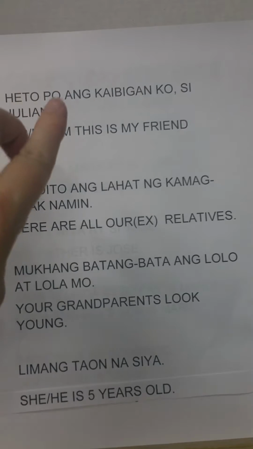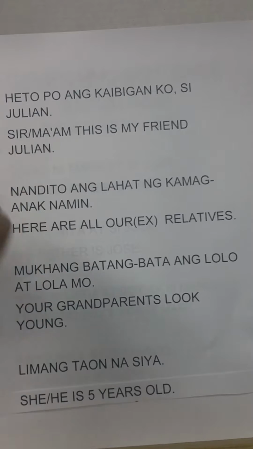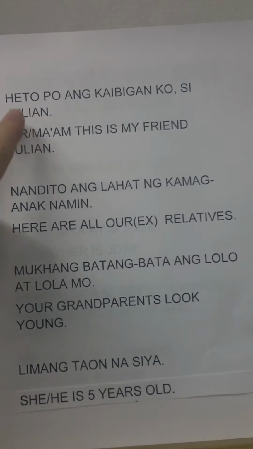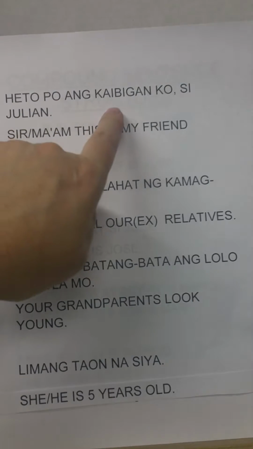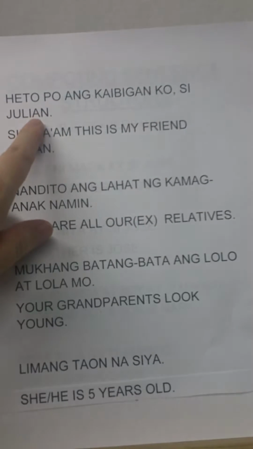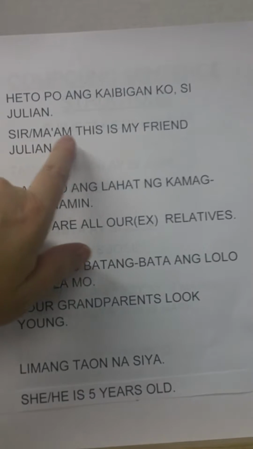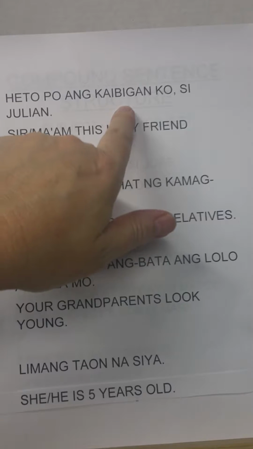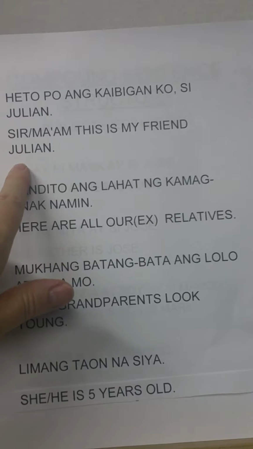Now, when you use demonstrative pronouns, that is already a verb. So here you'll see that it's reversed. You have verb, and then subject, and then object. So here, heto po ang kaibigan ko, si Julian. Sir or ma'am, this is my friend Julian. Heto is like here is, or this is. So heto po, sir or ma'am, ang kaibigan, friend, ko, my, si Julian. This is my friend Julian.